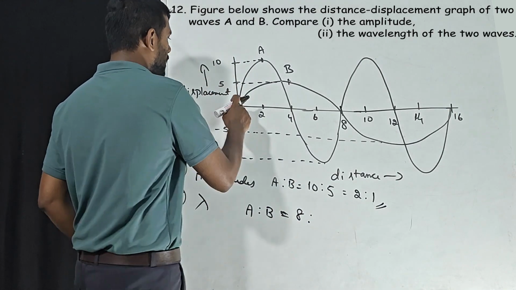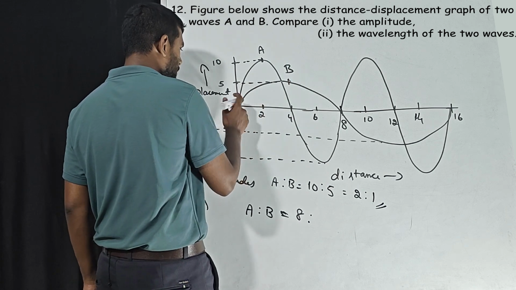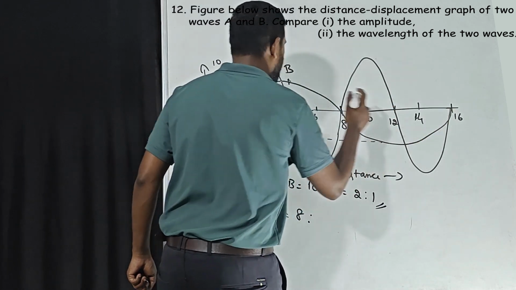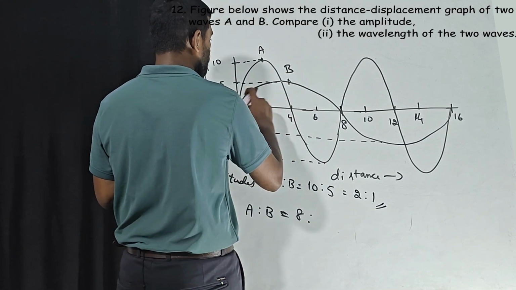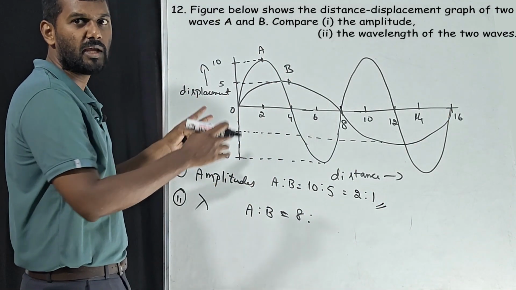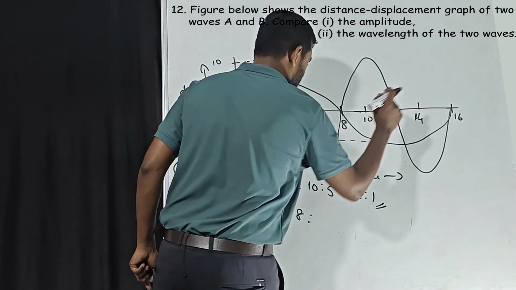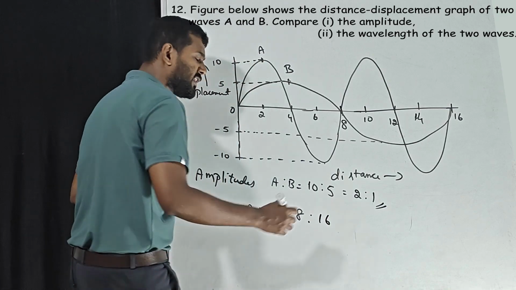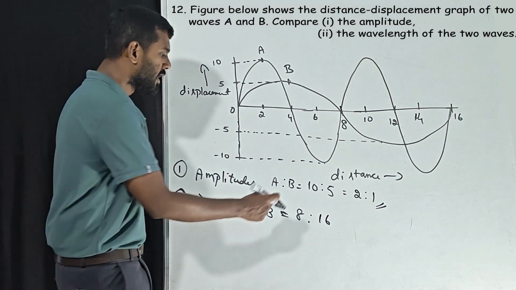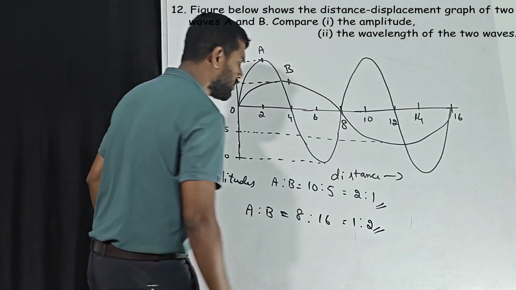Now we'll talk about B. The length of one wave, right? The B wave starts from here, that is 0. It ends here. See, this is not one wave. This complete upper part and the below part together are considered as one wave. So from 0 it has covered till 16. So do you think this is our final answer? No, it is divisible by the same numbers, right? 8 ones are 8, 8 twos are 16, so it is 1 is to 2.